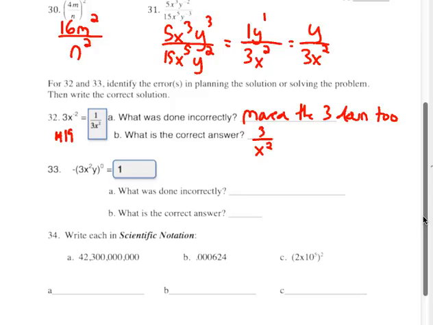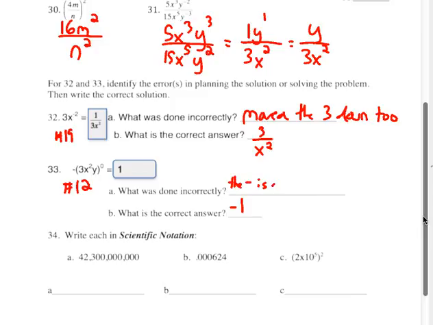Number 33. Well, number 33 is similar to number 12. If you want to mark that down as a reference point, okay? So remember that negative is outside the parentheses. So the negative would not be affected by the 0 exponent. Now, everything else within the parenthesis has that 0 exponent, so it all turns to 1. Okay, so what was done incorrectly?